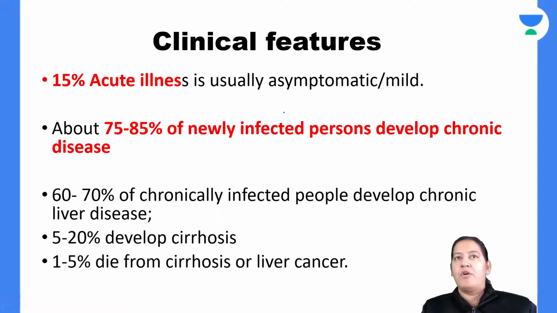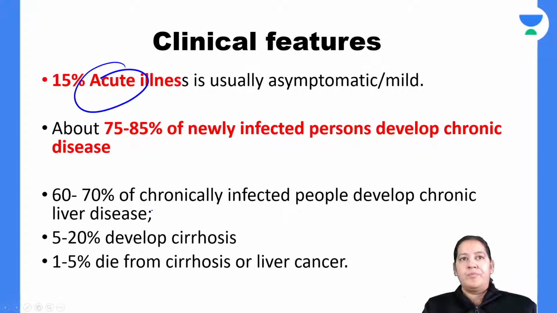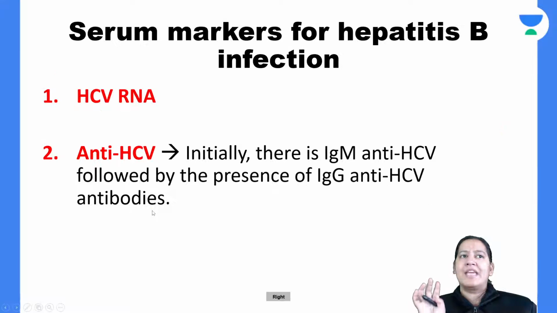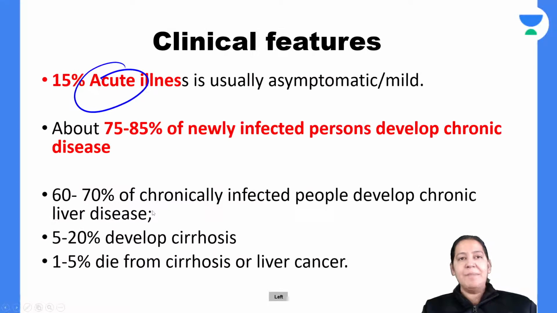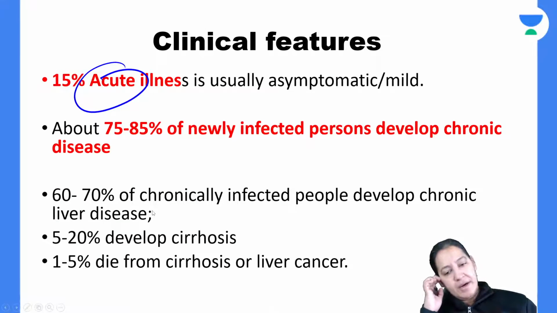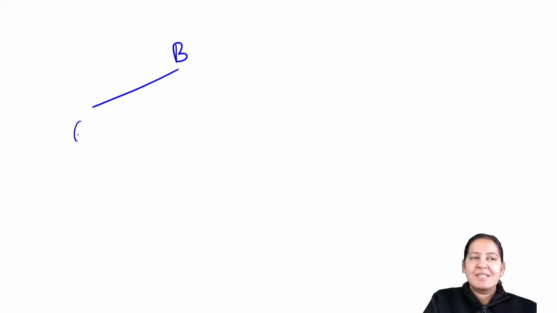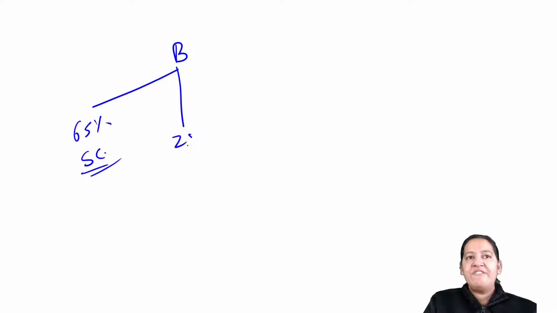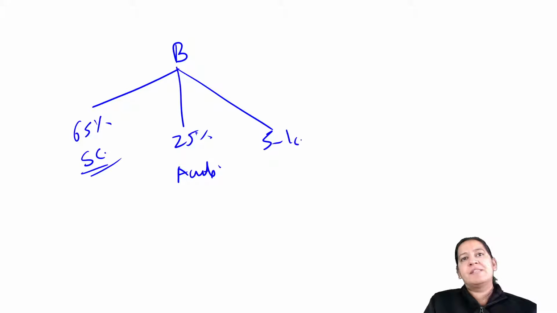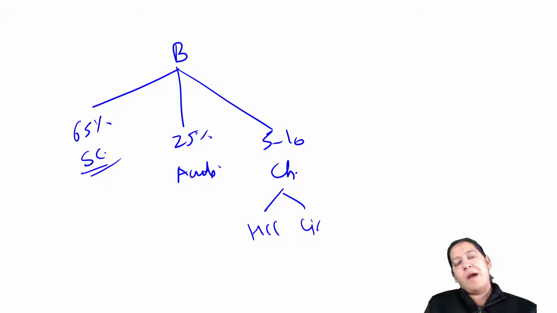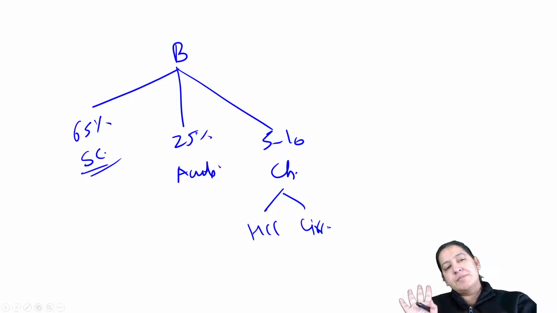Incubation period you have to learn for all, right? It causes acute also, it causes chronic also, like B. But here see the percentage. If you remember, in B, what was the percentage of acute and chronic? In B, 65% were subclinical. Only 25% were acute, and 5 to 10% were chronic, out of which most were converting into HCC and cirrhosis. If you remember the last flowchart, everyone give me a thumbs up.